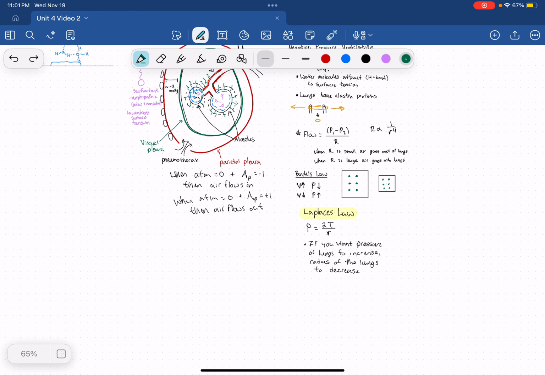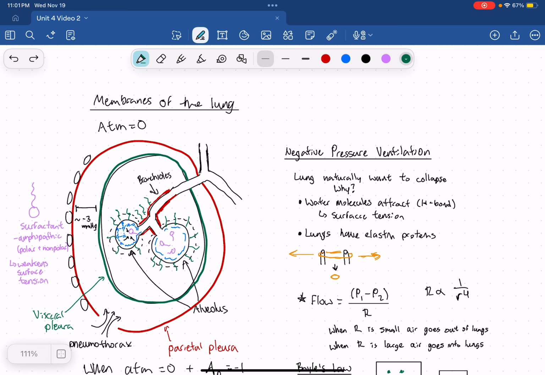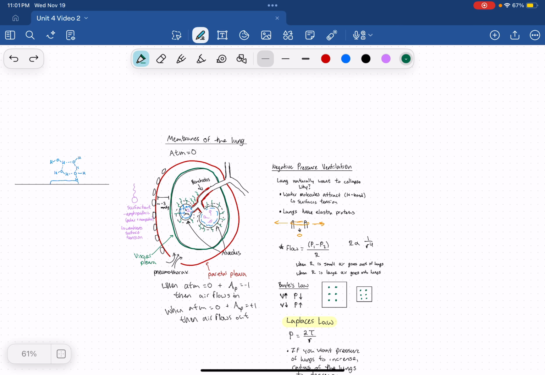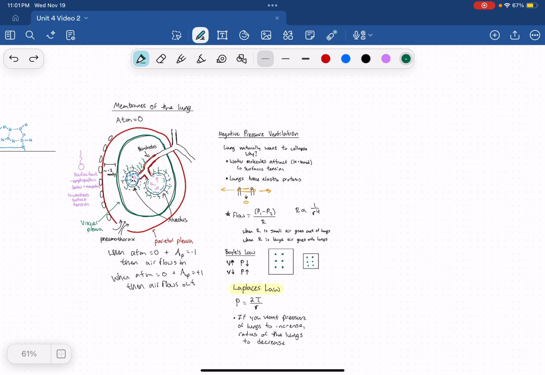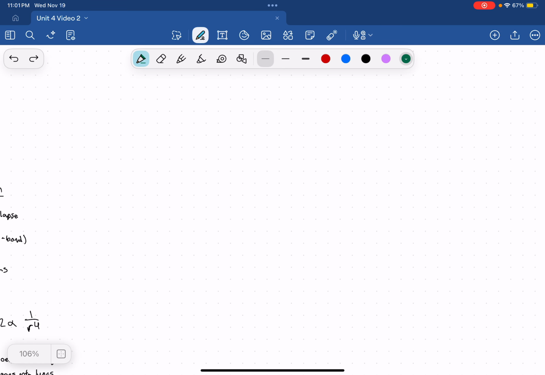And so we've talked about a lot so far. Let us take a step back from talking about the inspiration and exhalation that occurs in the lungs through negative pressure ventilation. And let's move on to another topic. This is the alveolar gas equation.